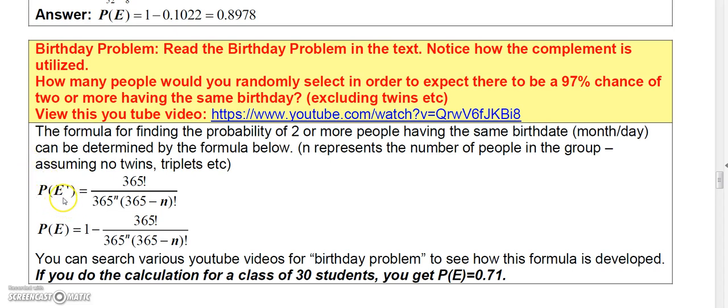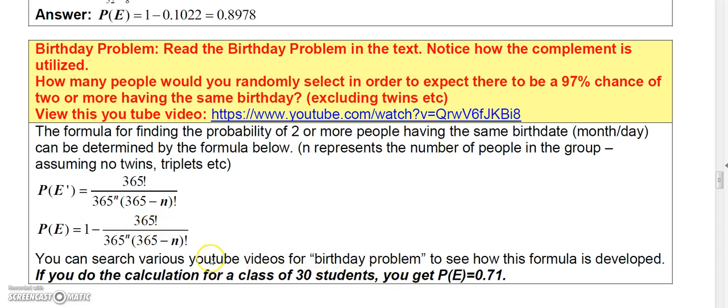So don't worry about trying to figure this out, but the formula for the probability that no 2 people have the same birthday with a group of n randomly selected people would be 365 factorial divided by 365 to the n times 365 minus n quantity factorial. And then if you know that probability, then you can get the probability of 2 or more people having the same birthday by just subtracting this from 1.